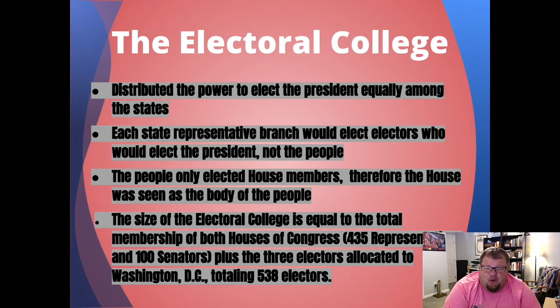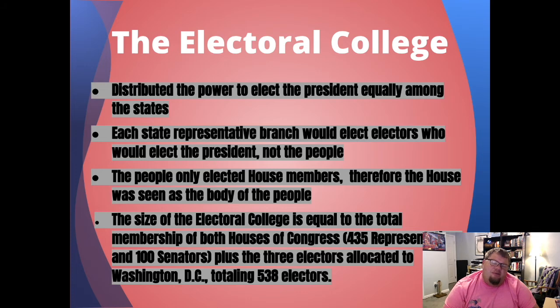And the size of the Electoral College is equal to the total membership of both houses of Congress, meaning there are 435 representatives, 100 senators, and 3 electoral votes for Washington, D.C. And so there are 538 electors. When you look at it, in the state of North Carolina, we've got 13 representatives and 2 senators. So we've got 15 electoral votes.